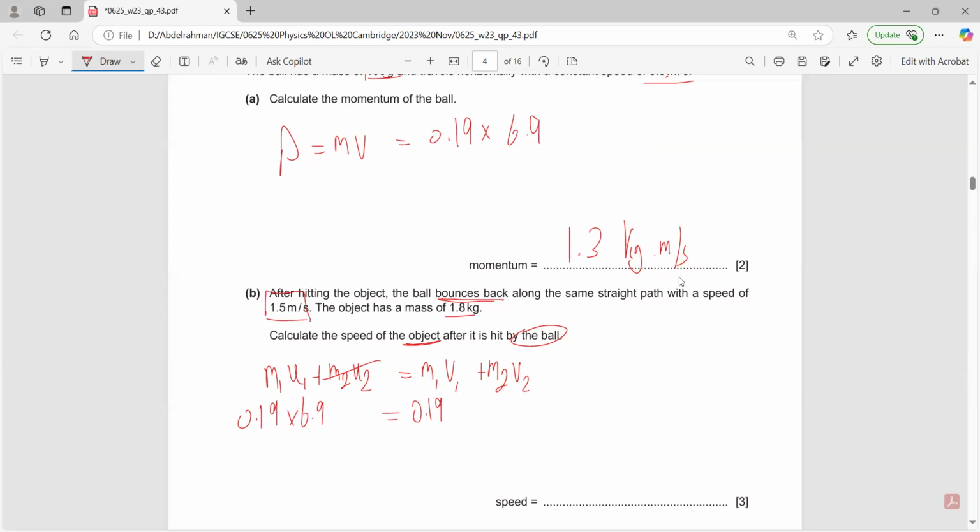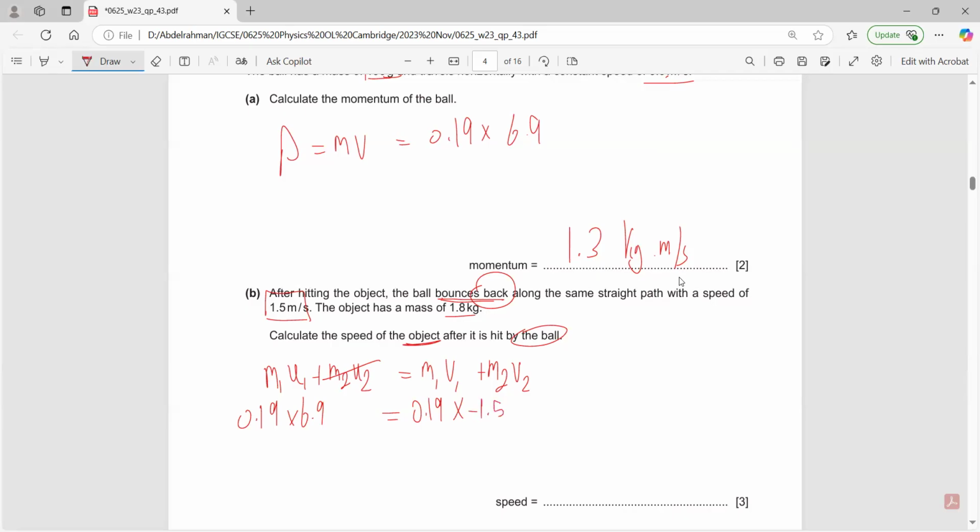It's moving in the opposite direction. So if it's moving in the opposite direction, it has to be negative 1.5. This is the whole point of this question: to understand that momentum is a vector quantity. It has two directions. So if it's moving in the opposite direction, it would have a negative value.